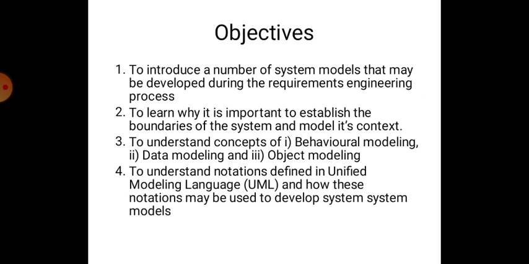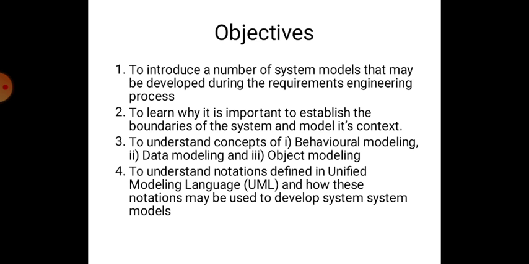Point number 2, to learn why it is important to establish the boundaries of the system and model its context. In this chapter, we will also learn why it is important to establish the boundaries of the system and model its context. See, a system exists in an environment. So we must know what the system is, what its boundaries are, and what its environment is. All this you can understand if you limit the boundaries of the system and model its environment.